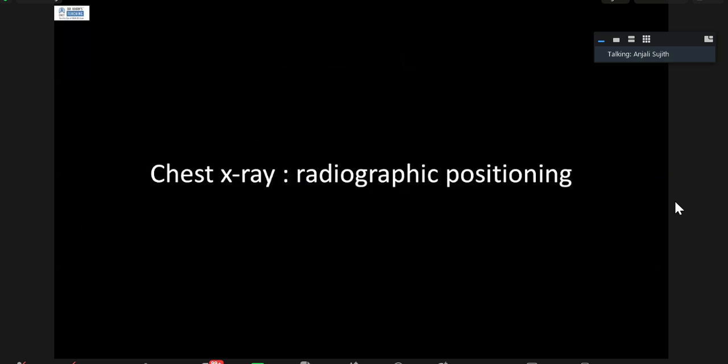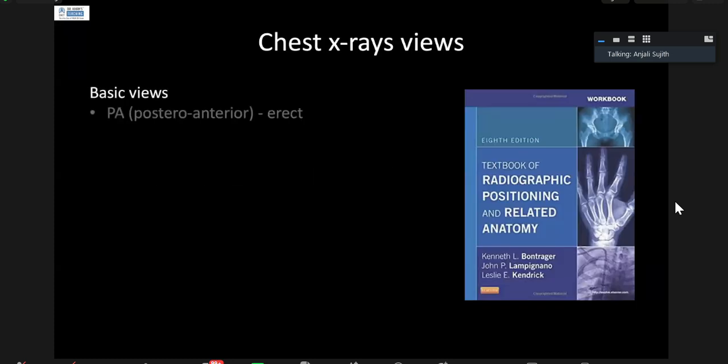Now, you have to understand the concept of radiographic positioning. The basic views that we take for an X-ray are a PA view, or postero-anterior view, which is taken with the patient standing, and a lateral view with the patient standing again. The lateral view has very few indications at present, but we'll look at the indications and how a lateral X-ray looks not today, in another session.